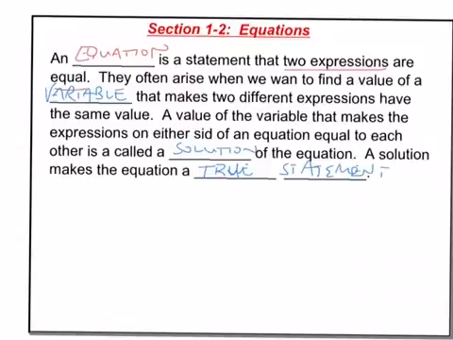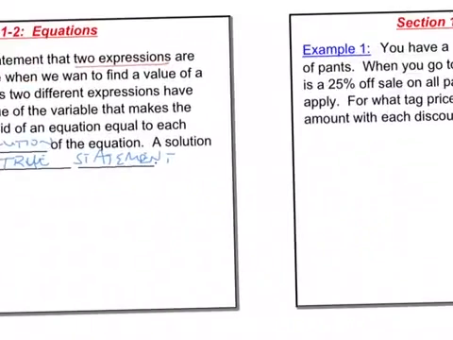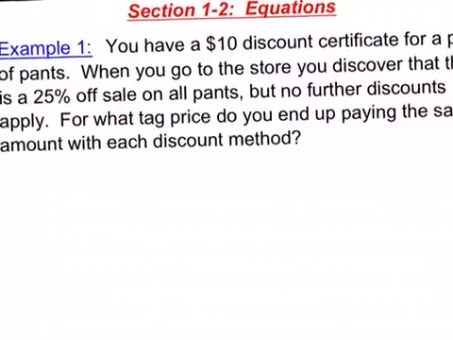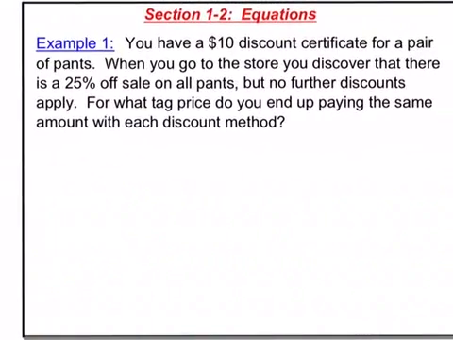All right, so let's slide over to the second slide just so you can get the idea of what they're looking for here. It says you have a $10 discount certificate for a pair of pants. When you go to the store, you discover that there's a 25% off sale on all pants, but no further discounts apply. For what tag price do you end up paying the same amount with each discount method? And what they want you to do here is obviously come up with the equation first. That's going to be the challenging part for you.